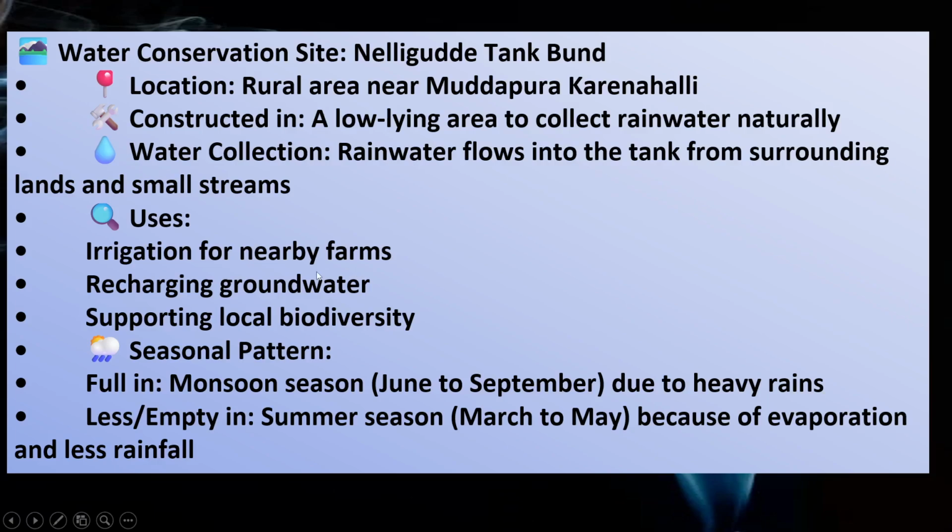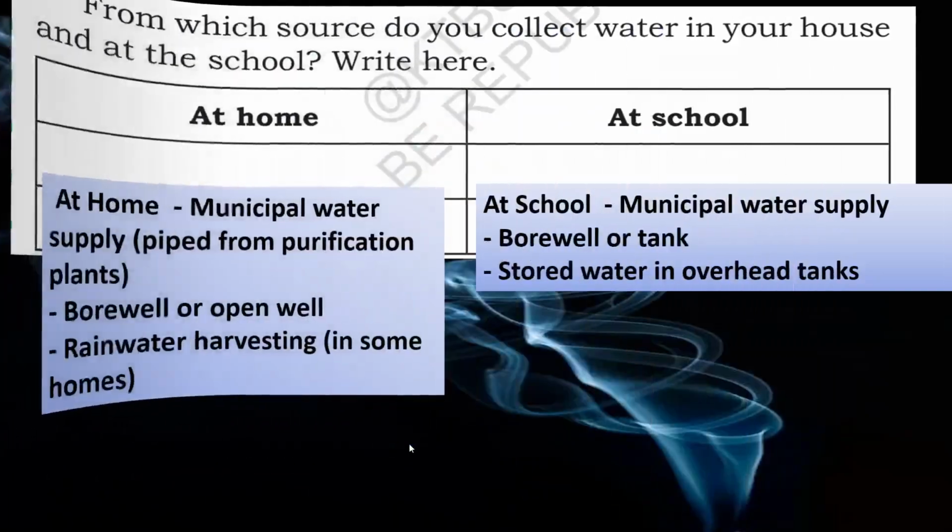Irrigation for nearby farms, recharging groundwater, supporting local biodiversity. Seasonal pattern: full in monsoon season, June to September, due to heavy rains; less, even empty, in summer season, March to May, because of evaporation and less rainfall.